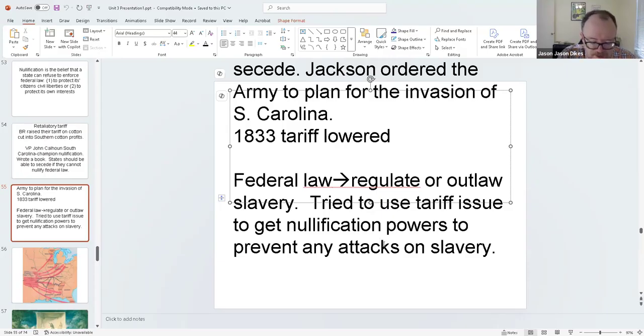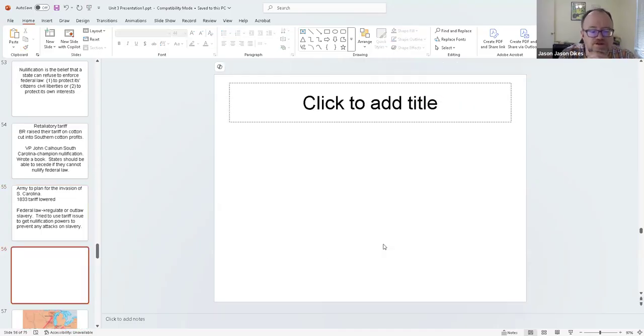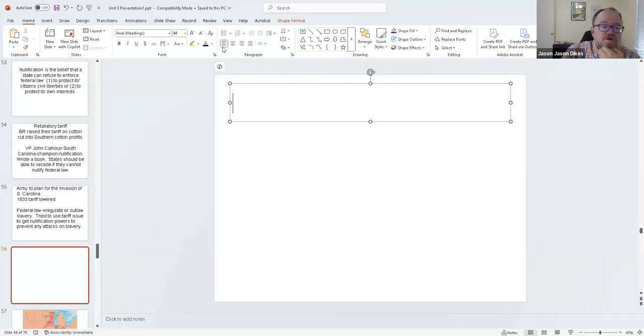All right, we've done the bad, we've done the good, and now it is time to do the ugly, and that is going to be Jackson's policy with regards to Native Americans.